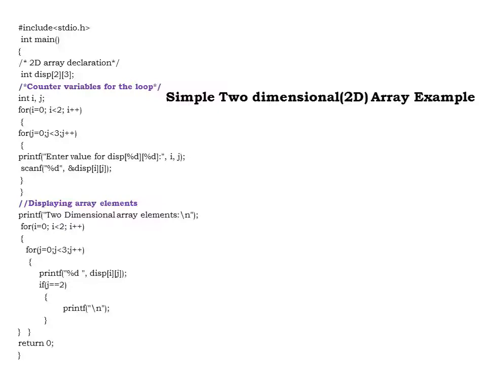So once the elements have been read, all the 6 elements have been read, then we move on to display the elements that are stored inside the array.